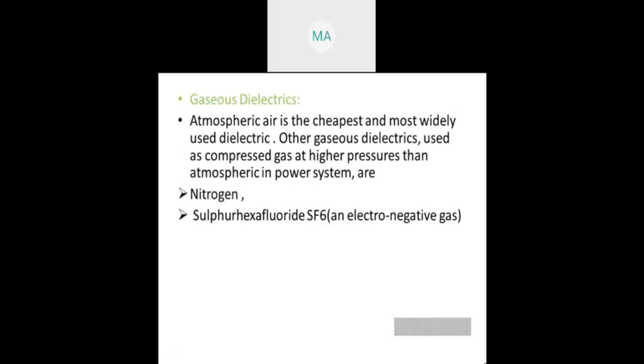Coming to gaseous dielectrics, in the atmosphere we have different types of gases: oxygen, hydrogen, helium. Nitrogen is also there. In those cases we use nitrogen and sulfur hexafluoride, which is an electronegative gas, that is SF6 gas, used in circuit breakers. So these gases, nitrogen and sulfur hexafluoride, that is SF6 gases, we use as a dielectric material.